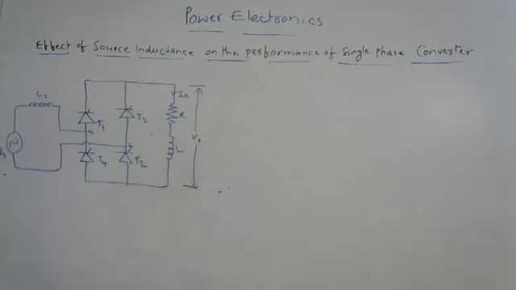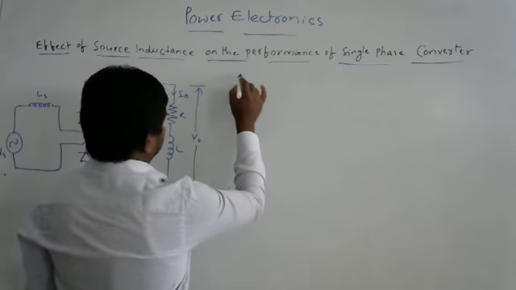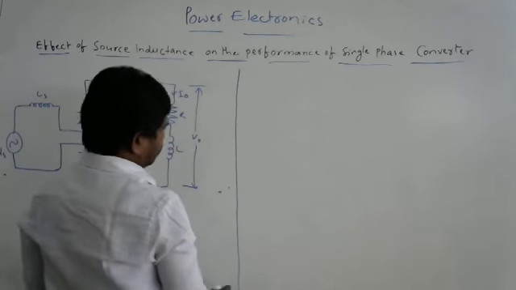We know the ratings of the single phase supply: single phase 220 volt 50 Hz AC supply. There is no need to mention it here because we are more focused on the effect of inductance. Let us see the working, how it is going to work out, and how we get the waveforms.